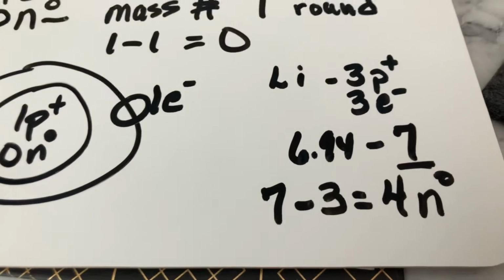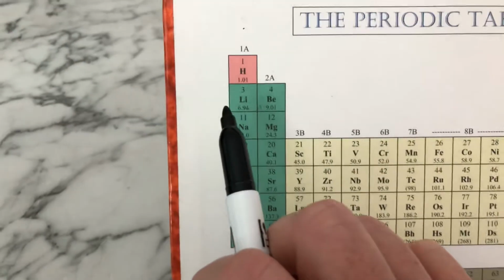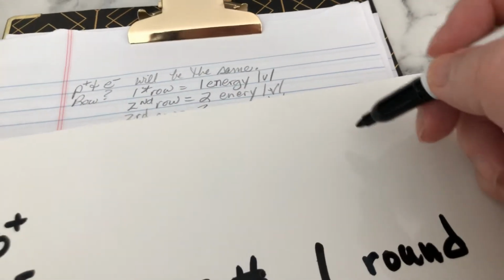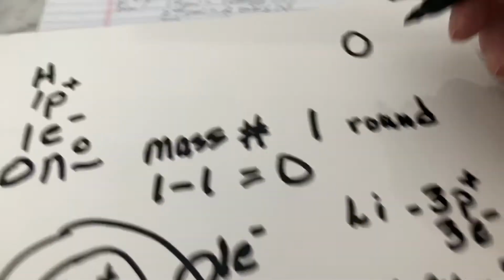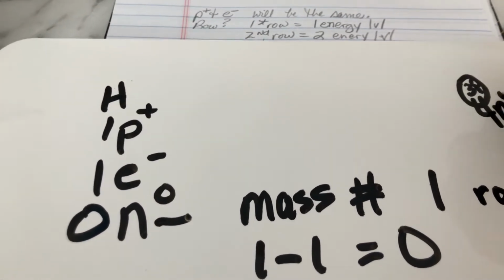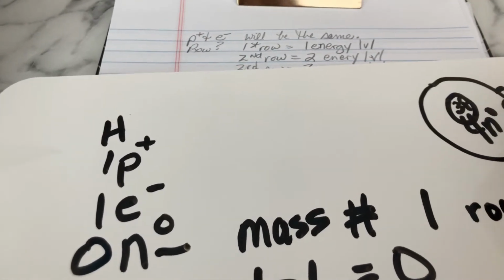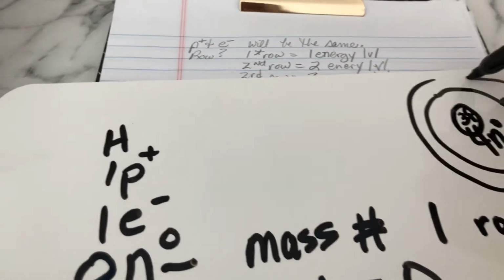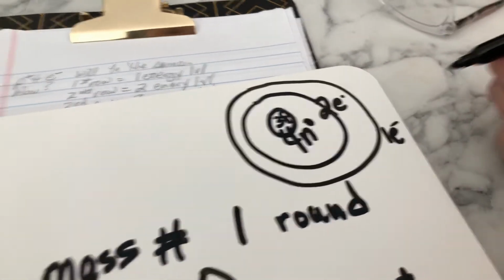So for lithium, it's on the second row, so we'll put it up here and make it kind of small. So this is lithium. That's going to have 3 protons and 4 neutrons. It's going to have 2 electrons in the first ring, and then the second ring is going to have only 1 electron.